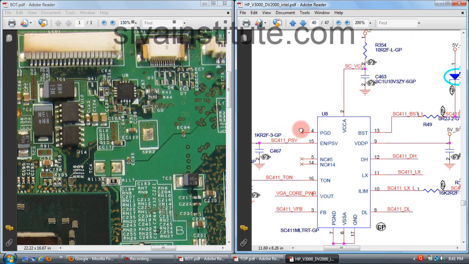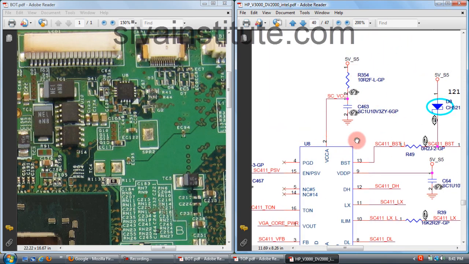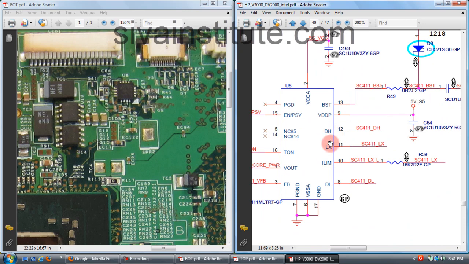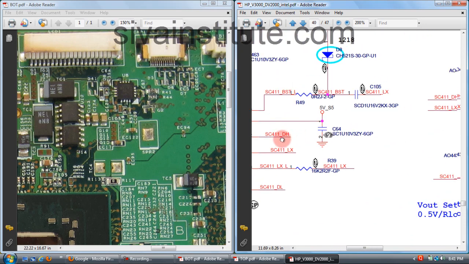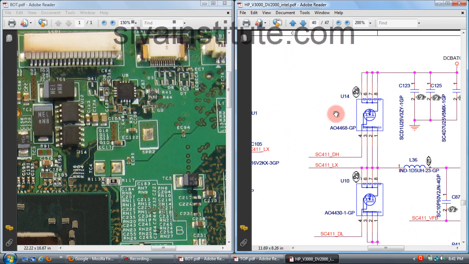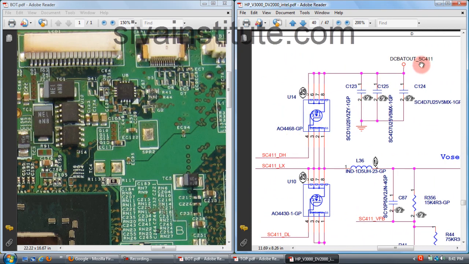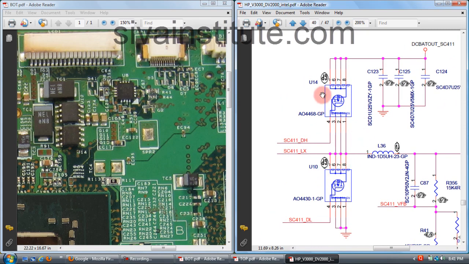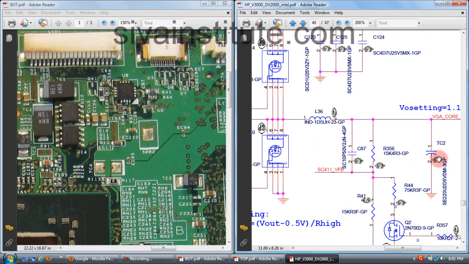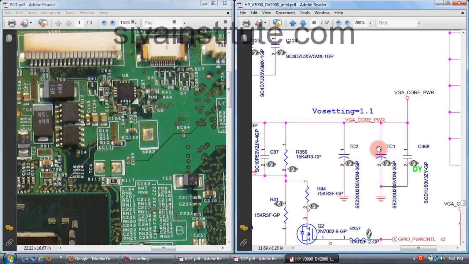When you give this voltage and input voltage to pin number 2, this output will come out from DH. This voltage goes to the upper FET, DH upper FET. When you give 2 volts to the upper FET, this voltage comes out from L36. See this one, U10 and U14. This voltage comes out from this one, TC2 capacitor. This is TC1 capacitor, and this is TC2 capacitor.